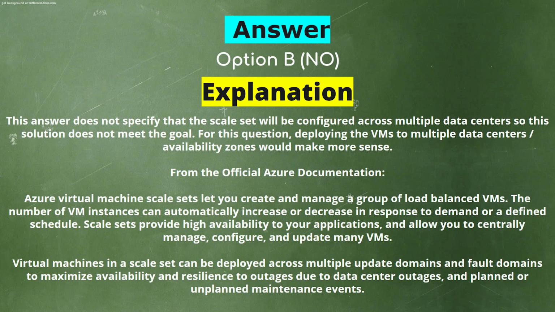Scale sets provide high availability to your applications and allow you to centrally manage, configure, and update many VMs. Virtual machines in a scale set can be deployed across multiple update domains and fault domains to maximize availability and resilience to outages due to data center outages and planned or unplanned maintenance events.